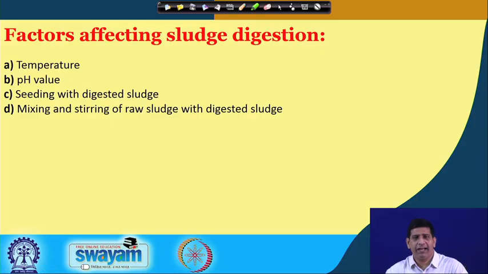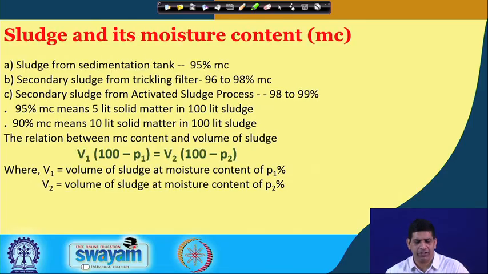Whenever you go for any anaerobic treatment with microbial activities, you need to worry about temperature, because they are very sensitive. pH, as I said, needs to be neutral for methanogenic bacteria. Seeding with digested sludge gives a good amount of microbial population, so that the reaction will be as expected in terms of rate of reaction. Then you have mixing and stirring of raw sludge with digested sludge, just to get the reaction going, so that the food and the microbes meet each other. Otherwise, if I have food on this side and my microbes on that side, they don't have a way to connect to each other, and you don't have any degradation happening.